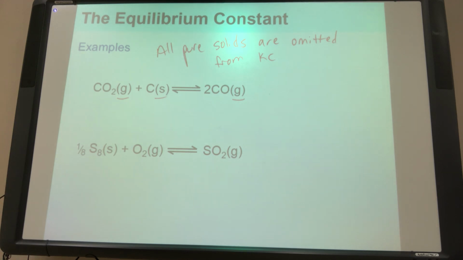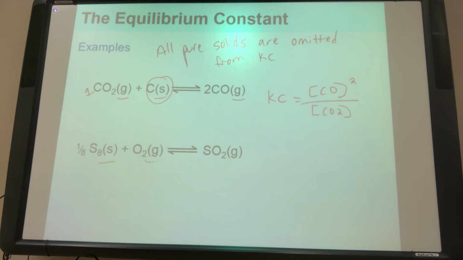Products over reactants. This is a product and it's a gas, so it counts. CO squared. This is a gas, it counts. CO2. This is a 1, so it's just to the first. This is a gas, so I leave it. So that's it. You could rewrite it if you want, so it's centered, if you're OCD and that bothers you. All right, let's do the next one.